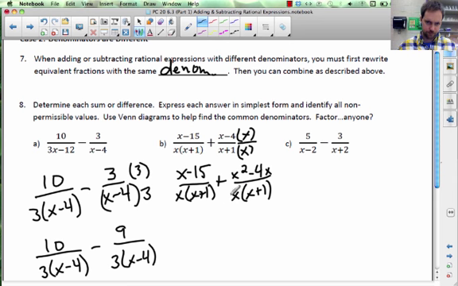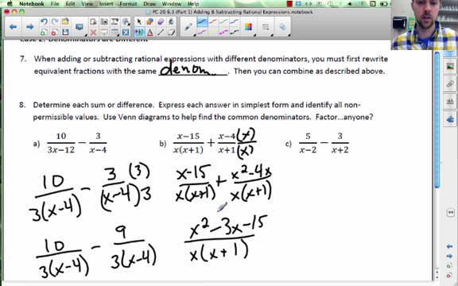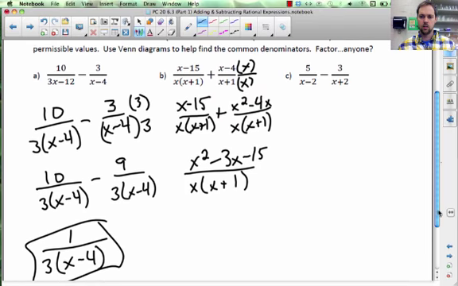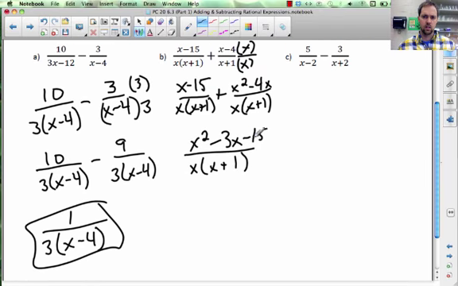Let's simplify. Numerator is x squared, and then x minus 4x is negative 3x, and then negative 15 in the numerator. X times x plus 1 is the common denominator. This you can probably factor. In fact, you can factor as, well, actually it might be difficult to factor. Let's just go ahead and leave it like this.